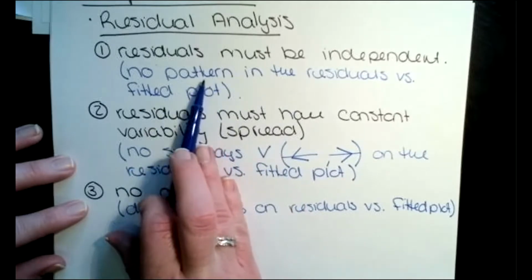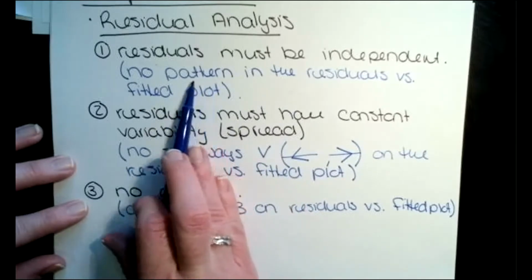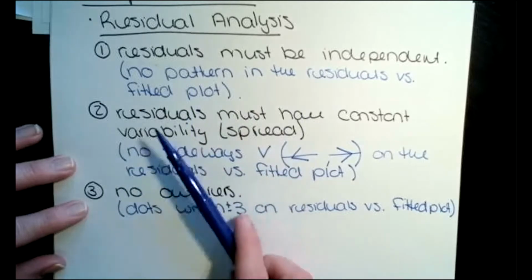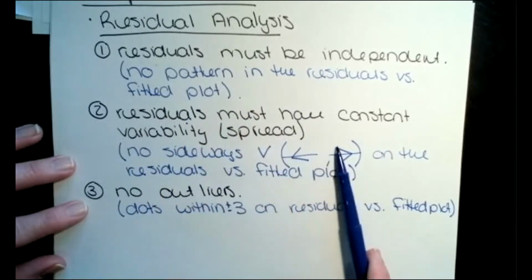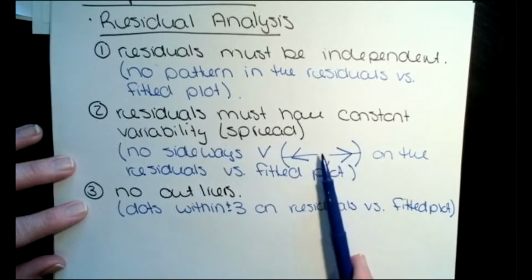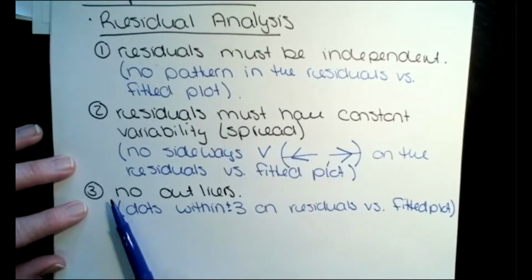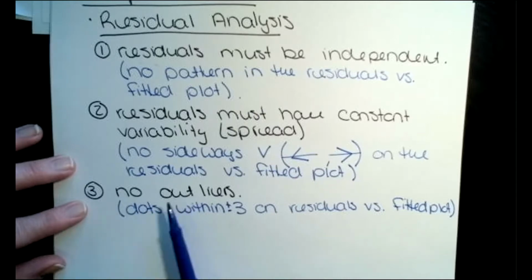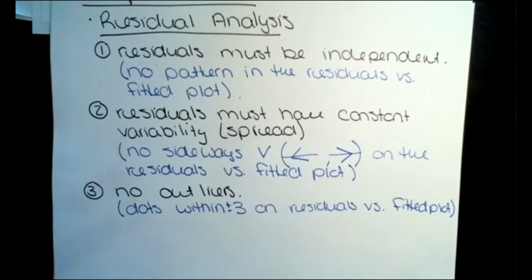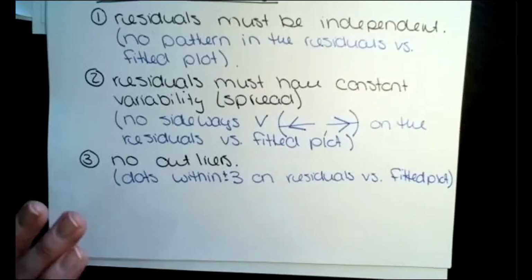No pattern. So no line, no curve. I don't want any pattern here. And then on the second one, I don't want to see a sideways V, right? I want it just to be pretty equal where all my dots are located. And then on the third one, I don't want to have any outliers. So I don't want any dots outside of positive or negative 3, okay? It's a pretty quick check for all of these 3. I know it seems like a lot, but it's a pretty quick check.